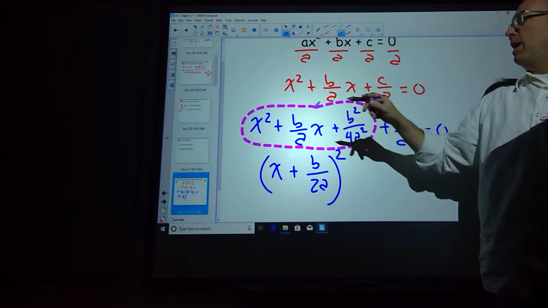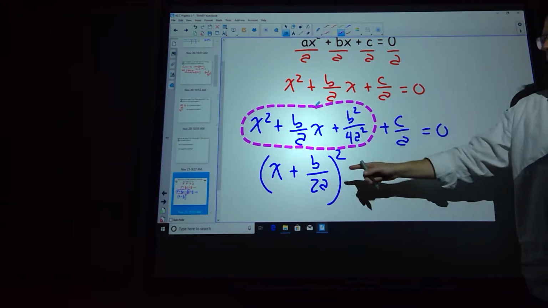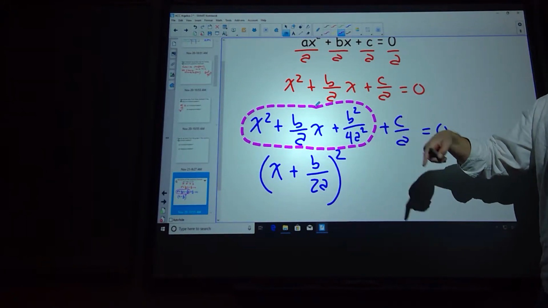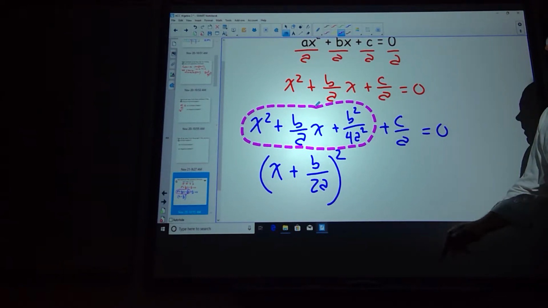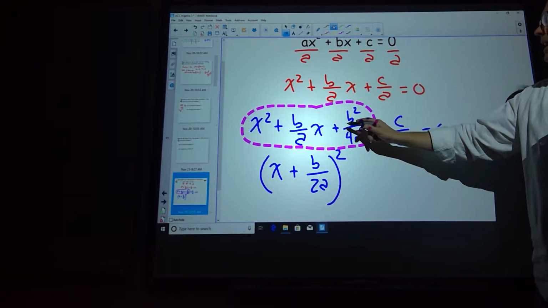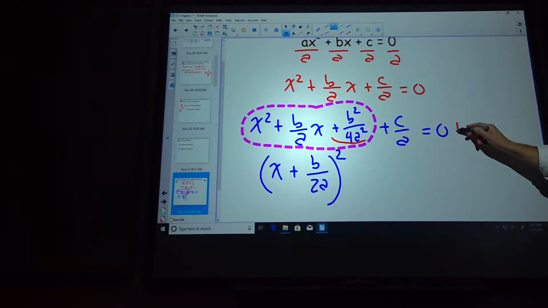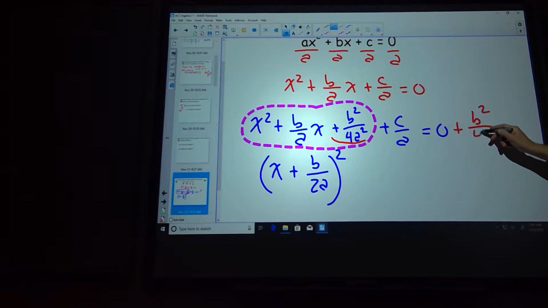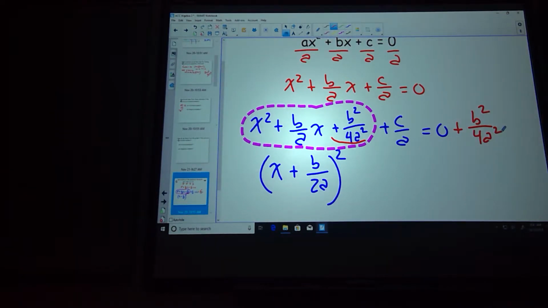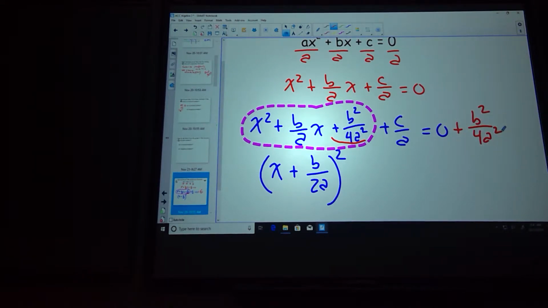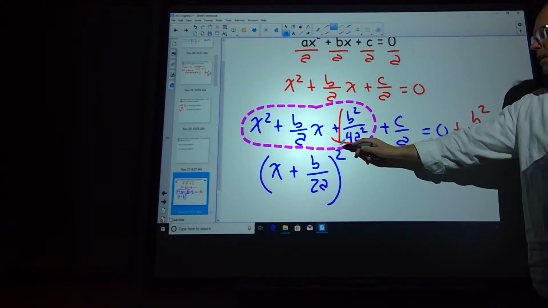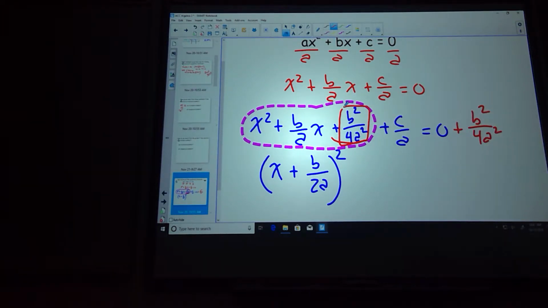So this here is my perfect square trinomial, meaning if I were to take x plus b over 2a and x plus b over 2a, and I wanted to just double distribute it out or FOIL it out, that's what would happen. But if I added it here, I need to also add it over here. Yes, I could have subtracted it from right here, but I have an equal sign so I can put it on the other side. So if I add it to one side, I have to add it to the other. Everyone agree with that?